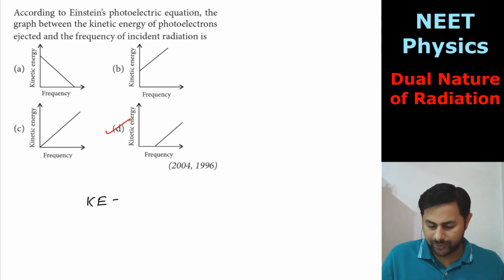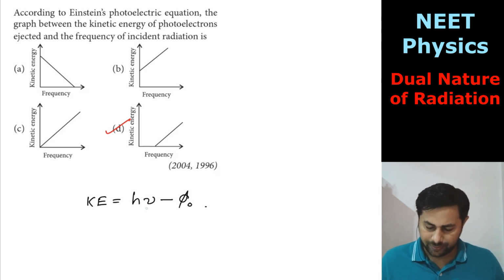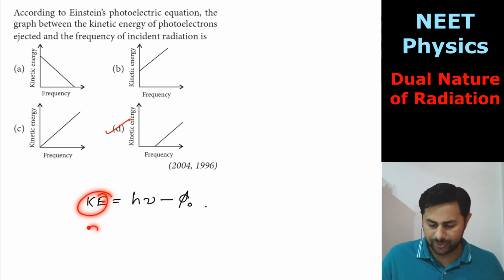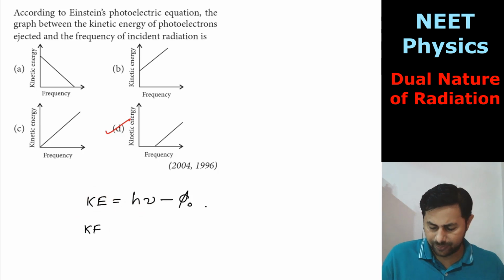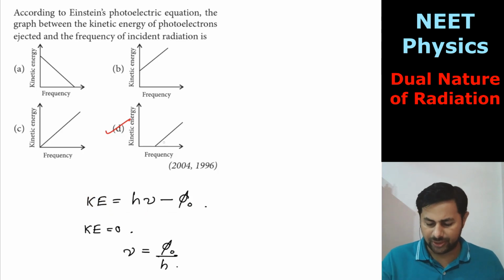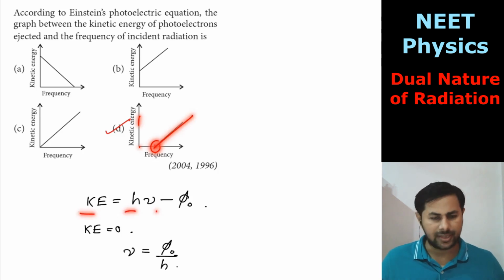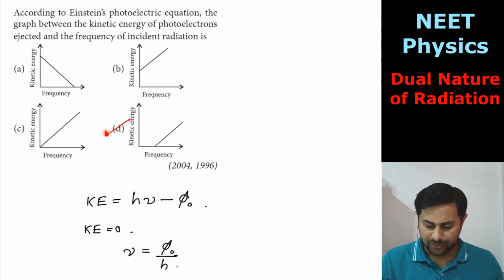Right, so KE is equal to what? It is equal to h times nu minus phi naught. For K equals 0, you have nu equals to what? Put this thing equal to 0, so h nu minus phi naught is 0, then h nu is equal to phi naught, so nu is equal to phi naught by h. Or you can just say nu is equal to nu naught for which K is equal to 0. So it is some positive value. For some positive value of frequency, kinetic energy is 0, and then it will linearly increase. Kinetic energy will linearly increase with the frequency. So that is simple. It's option D.